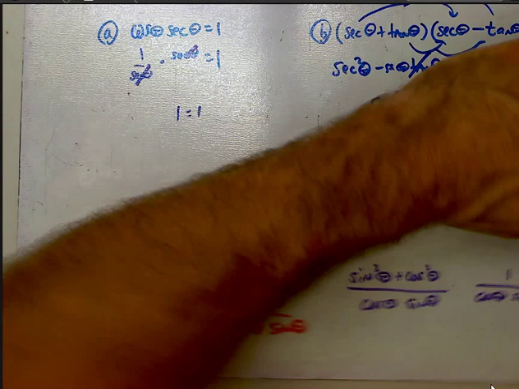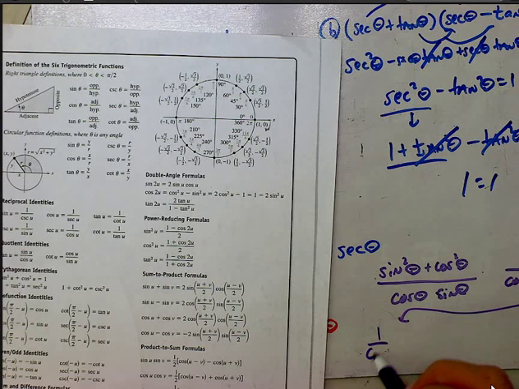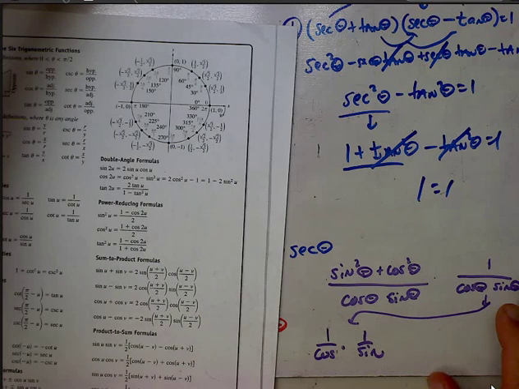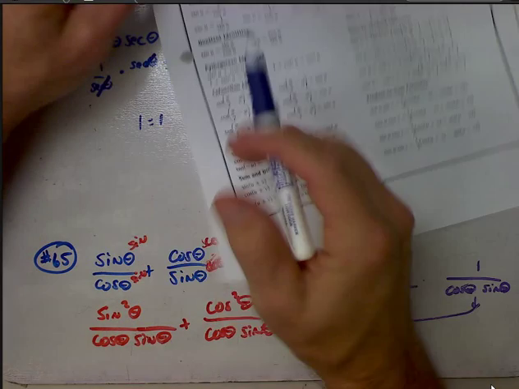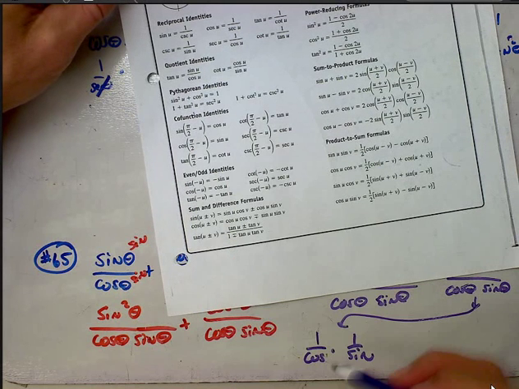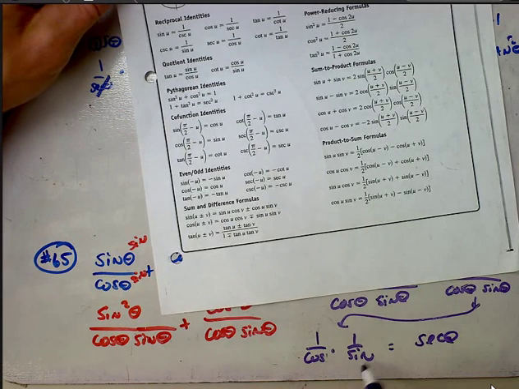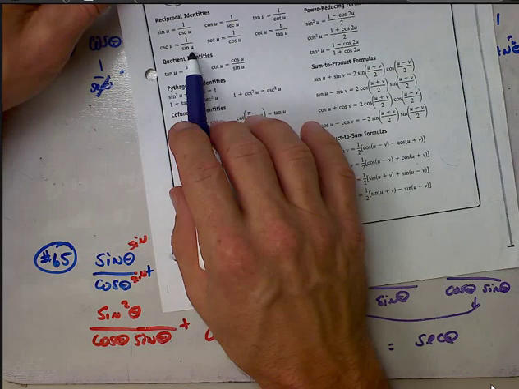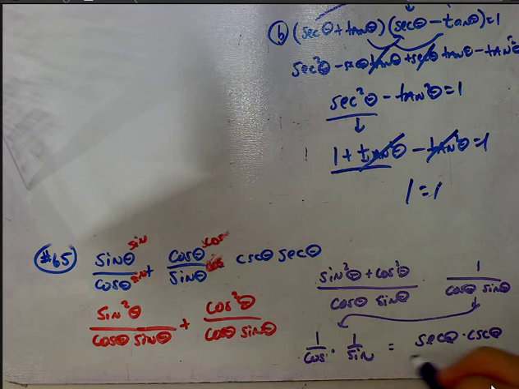Well, this also can be written as 1 over the cosine times 1 over the sine. Put that all on the screen, there we go. And then I'm going to use my identities. 1 over cosine is equal to secant. So 1 over cosine is equal to the secant of theta. And 1 over sine is equal to the cosecant of theta. And that's how I get the two sides to be exactly the same.